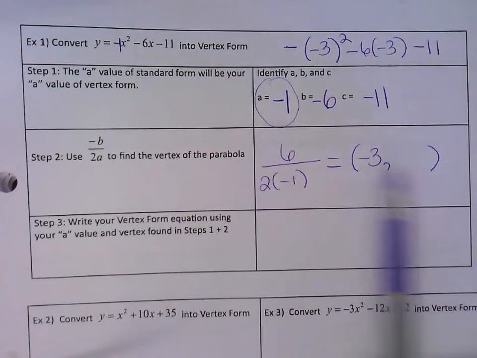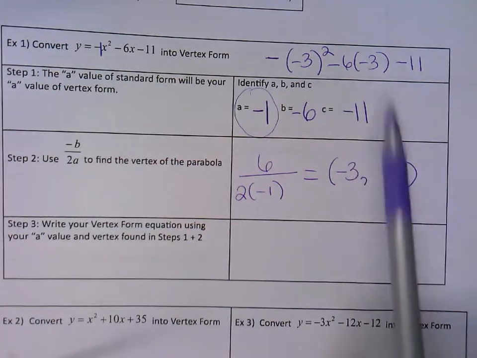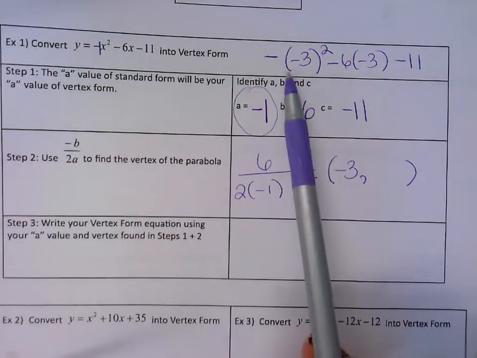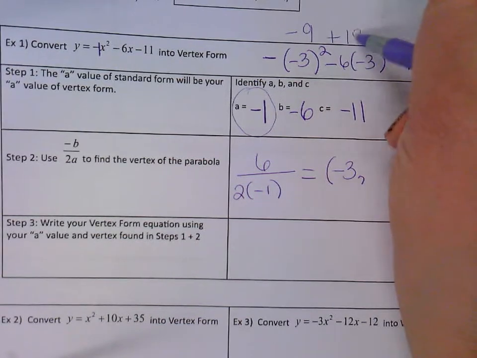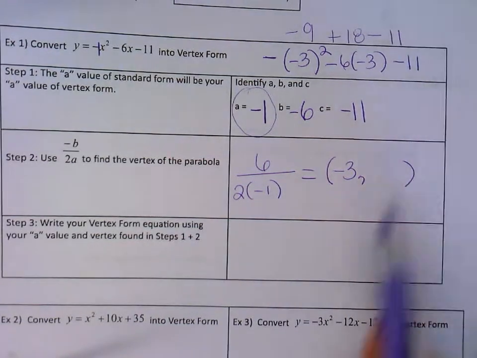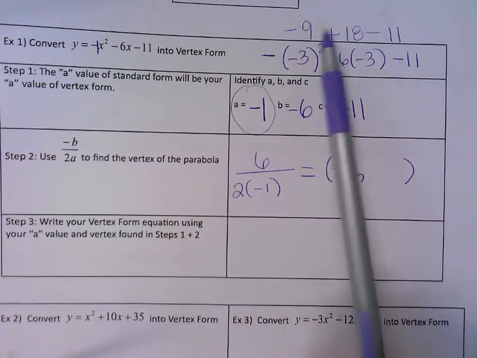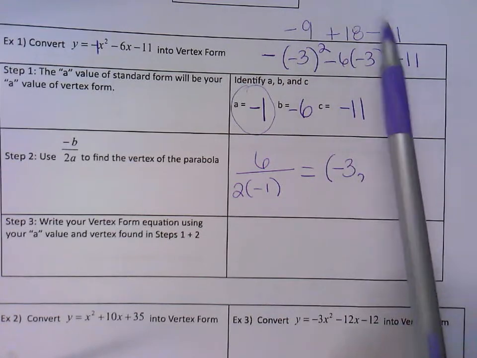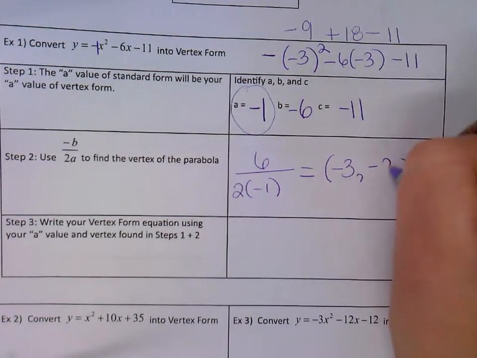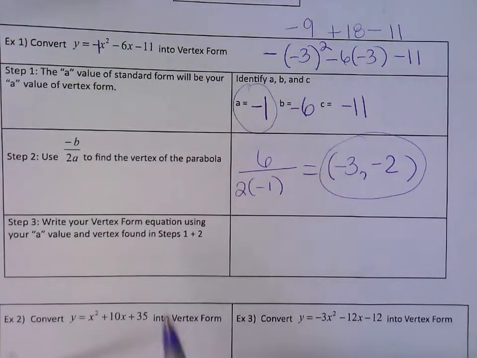You might want to use a calculator if you have one to check. So this gives you -9 plus 18 minus 11. So that would give me what? -2. I have a total of +9 here, minus 11. So -3, -2. These are the two pieces of information you need to write a vertex form equation.